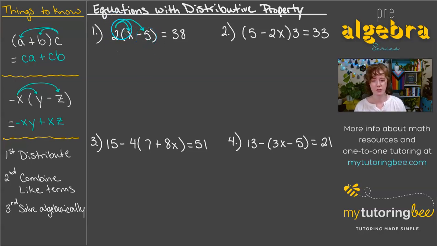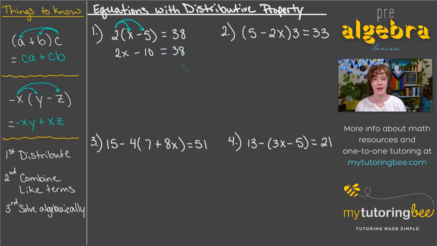So when we multiply 2 times x, we get 2x. And when we multiply 2 times negative 5, we're going to consider this like a negative. 2 times negative 5, that's going to give us negative 10. And then that equals 38. Okay, so now we have the equation 2x minus 10 equals 38.